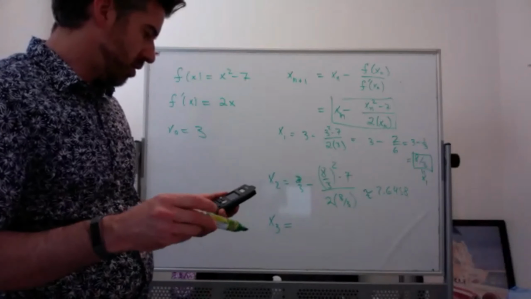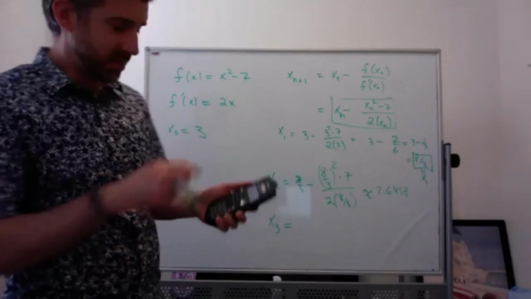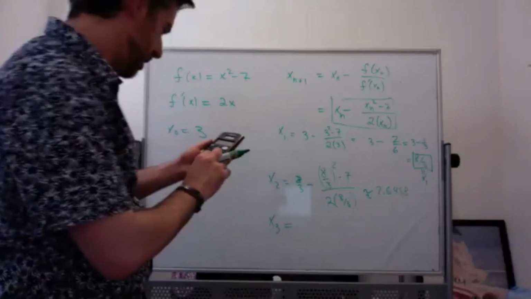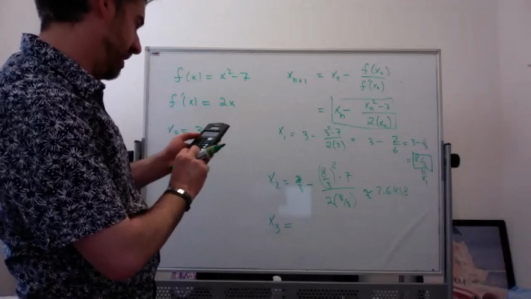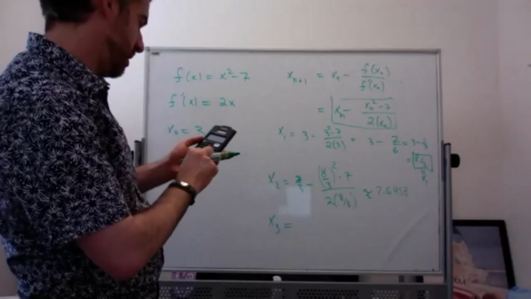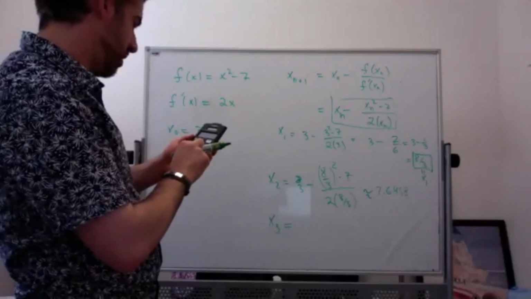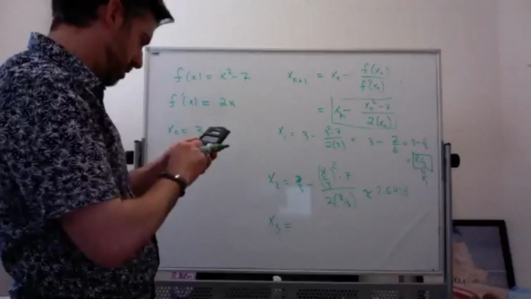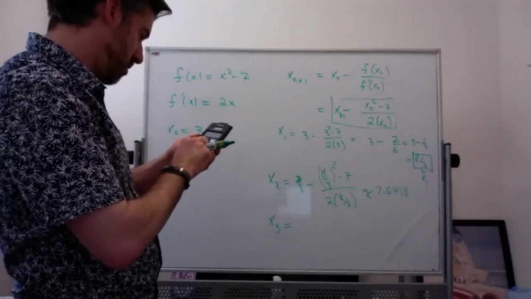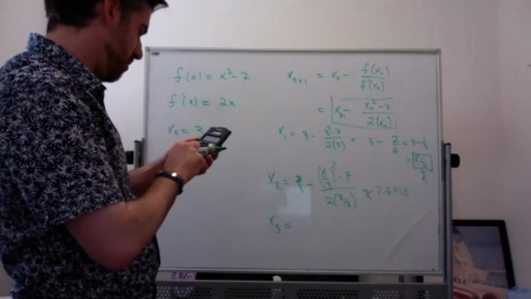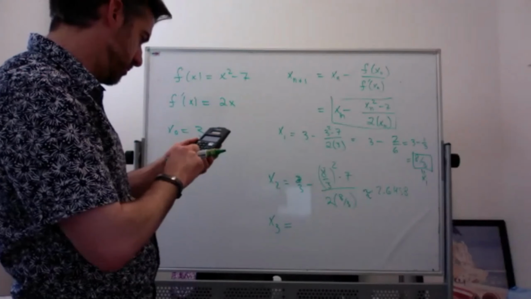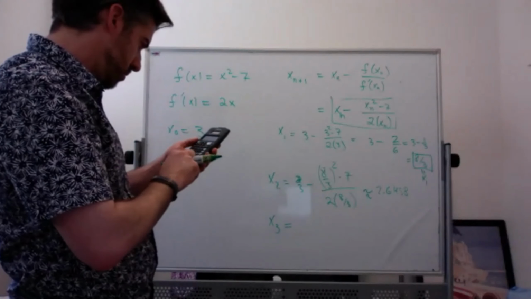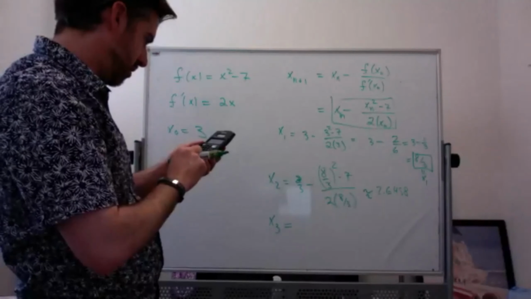Yeah. So I'm gonna do one more. I'm just gonna take this 2.6454 and plug it into this thing. So I'm gonna say my next answer is the second answer minus parentheses, my answer squared minus 7, divided by 2 times my answer. Which is easier with different calculators, depending. Let's see what we get.